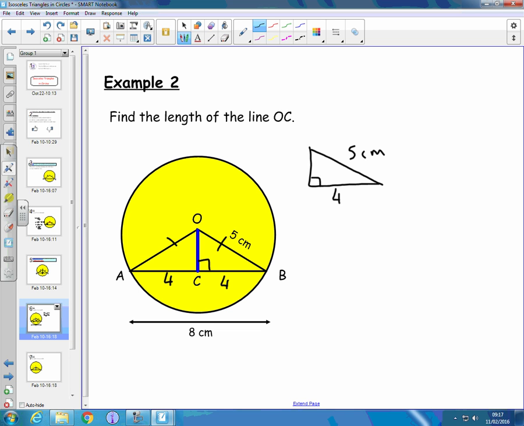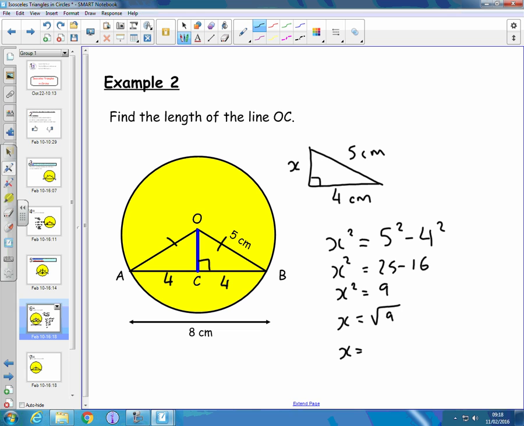So we are going to find OC, so let's give that a name. We'll call it x. So x squared, now for Pythagoras the small side is 5 squared take away 4 squared. So we've got 25 take away 16, which is just 9. So x is the square root of 9, and it's just 3. So 3 centimetres. The perpendicular bisector OC is just 3 centimetres long.